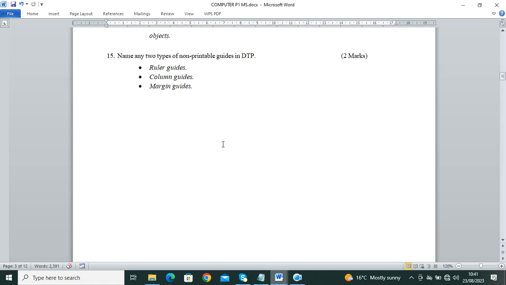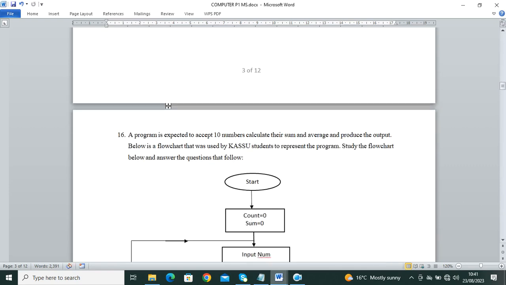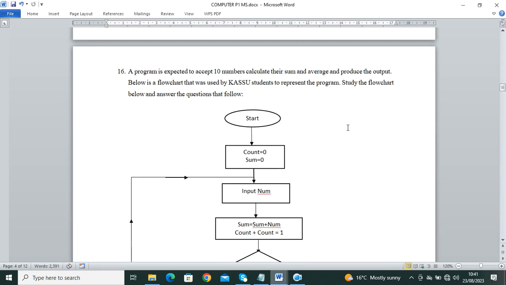Then the last question in section A. Name any two types of non-printable guides in DTP. Guys, this is a very tricky question, so make sure it is at your fingertips. Name any two types of non-printable guides in DTP. We have ruler guides, column guides, and margin guides. Those are the answers that are supposed to be supplied.